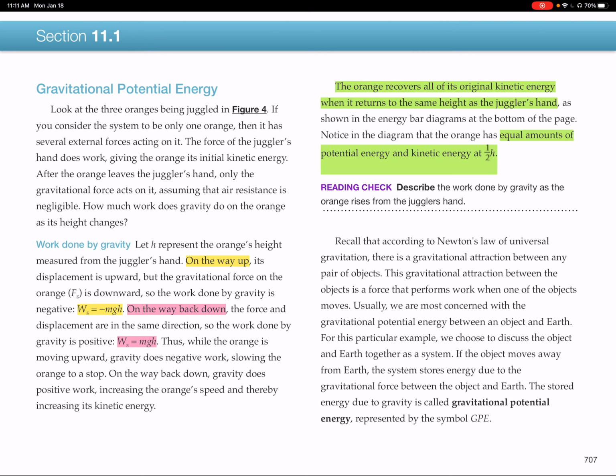When an object is falling down, on the other hand, gravity is going to be doing positive work, right? So again, mg is pointing down. The force is always pointing down, and the displacement is down. And so that's going to be positive work. So that's why things speed up when they're falling down, and they slow down as they go upward. That kind of makes sense.